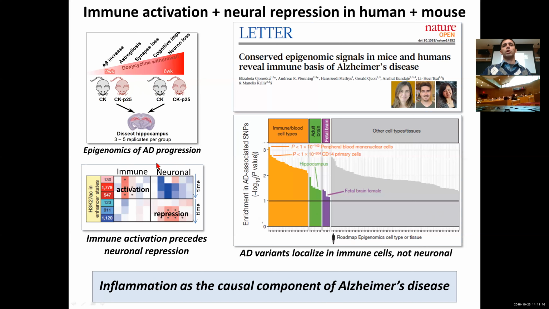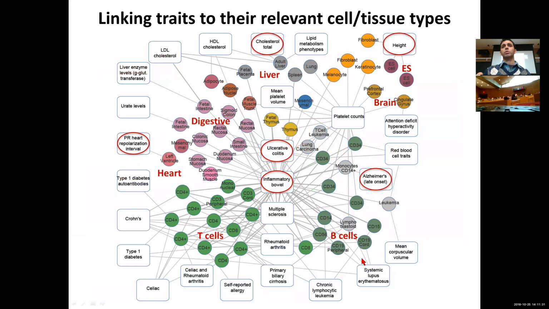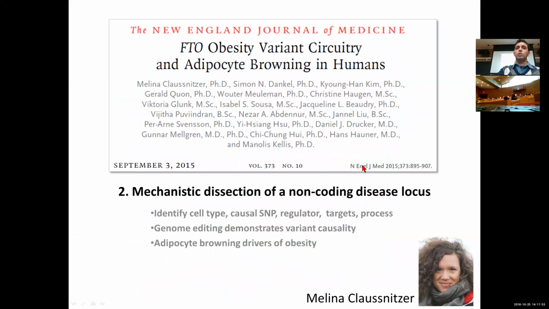So a view that was traditionally held was that maybe all of this neuronal loss is in fact leading to inflammation. In fact, this study flips this around and says, well, maybe inflammation is the causal component rather than just simply a consequence of neuronal loss. So we can use that to start linking all of these traits to specific cell types and clustering all these traits together. And you can see here how, for example, Alzheimer's disease is not clustering with the brain; it's clustering here with monocytes and immune processes. So that was looking globally at enrichments and gaining insight into global patterns of the disease.